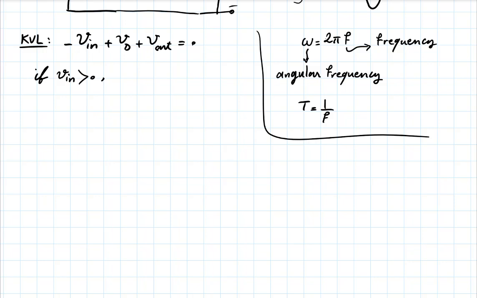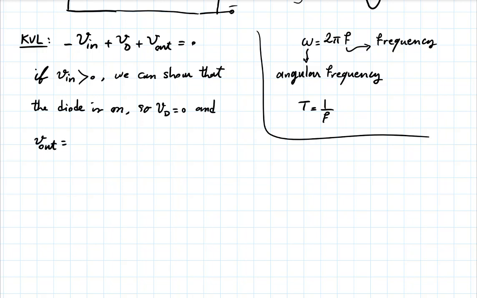So I won't write it again, but if V in is greater than 0, we can show that the diode is on. So VD is 0, and V out equals V in.